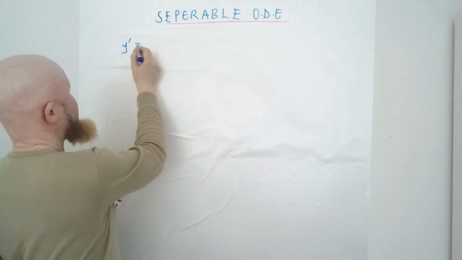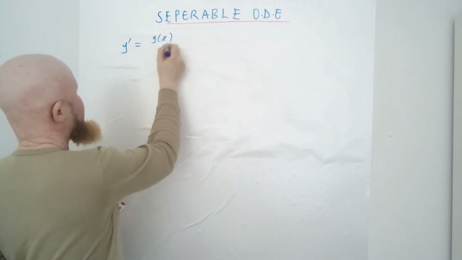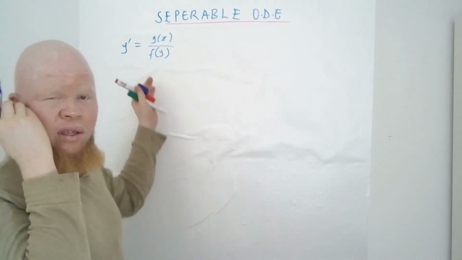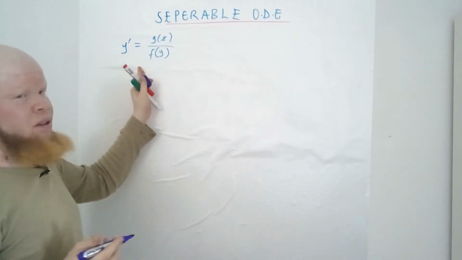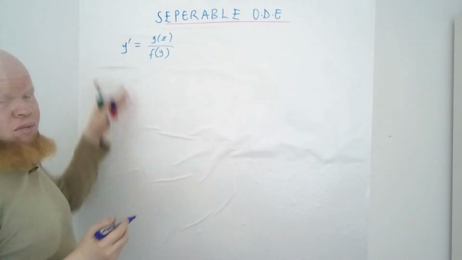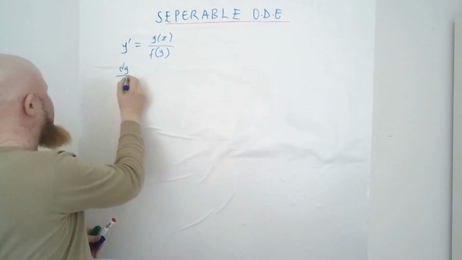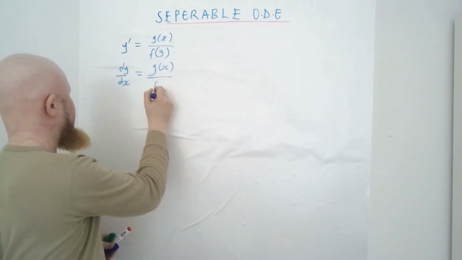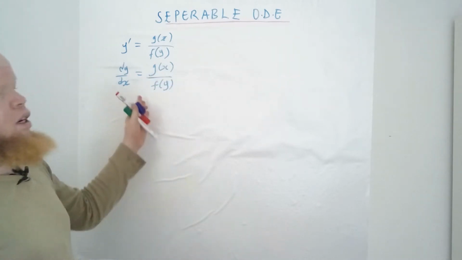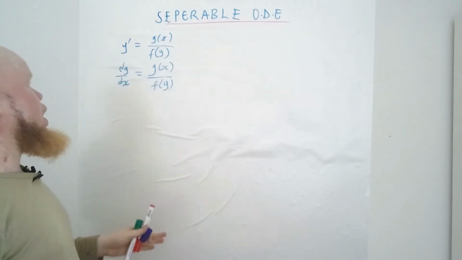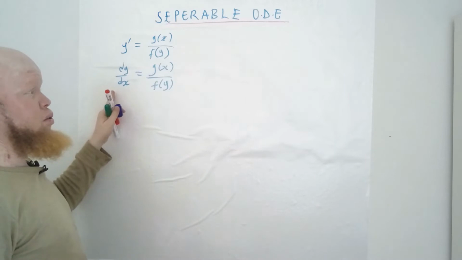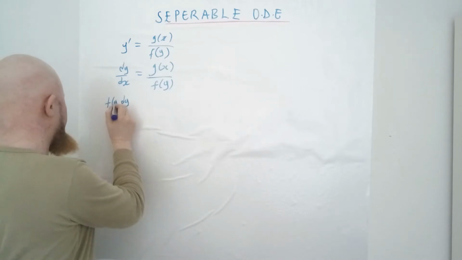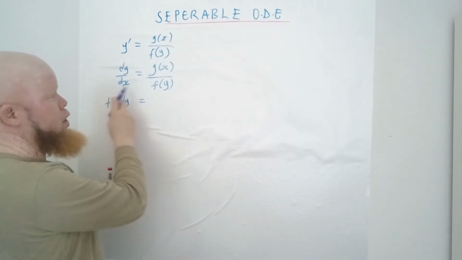Assuming that, for example, you have y prime equal to g of x over f of y. If you have something like this, y prime can be written as dy/dx. So this will be equal to the same thing, and now you can separate, whereby you have dy, and you take dx to the other side.